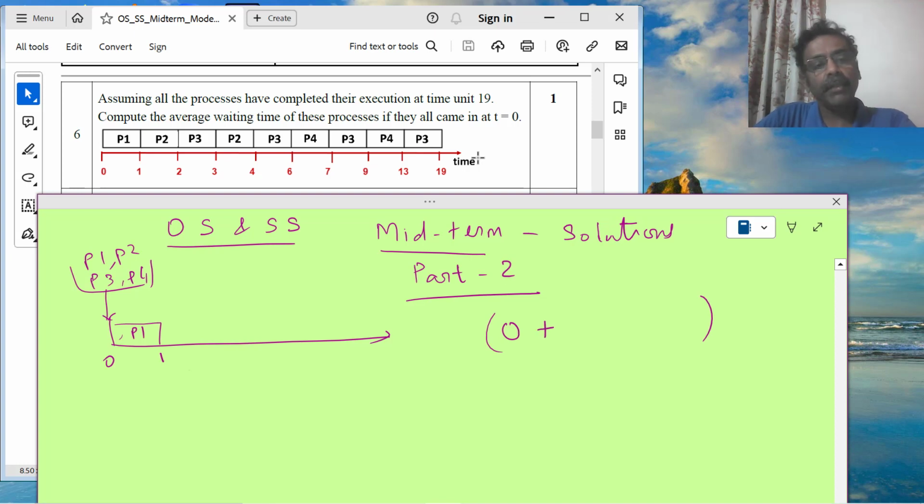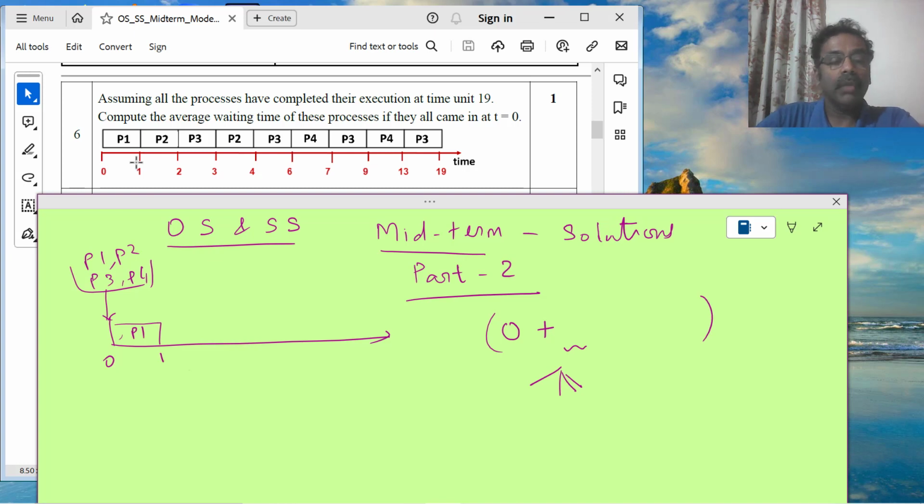Now how much time was P2 waiting? It was running for a while. From 0 to 1 it was certainly waiting, because I said that all of them have come into the system at 0. That means they are in the ready queue already. So for P1 I will add up all the things here and then we will write the sum there.